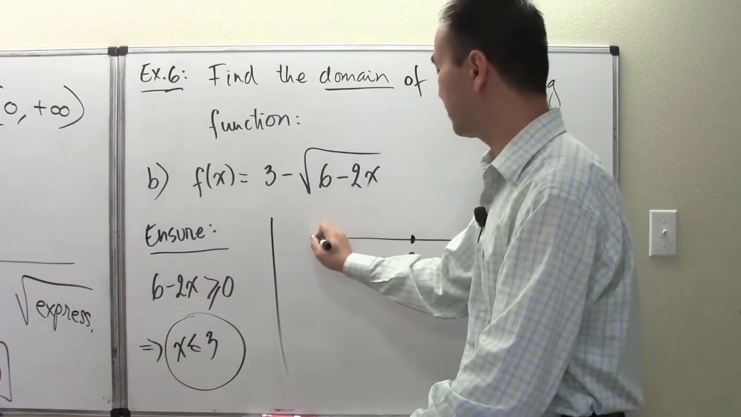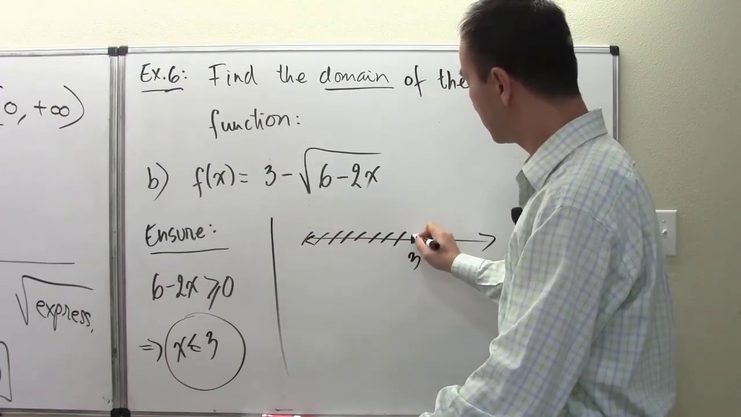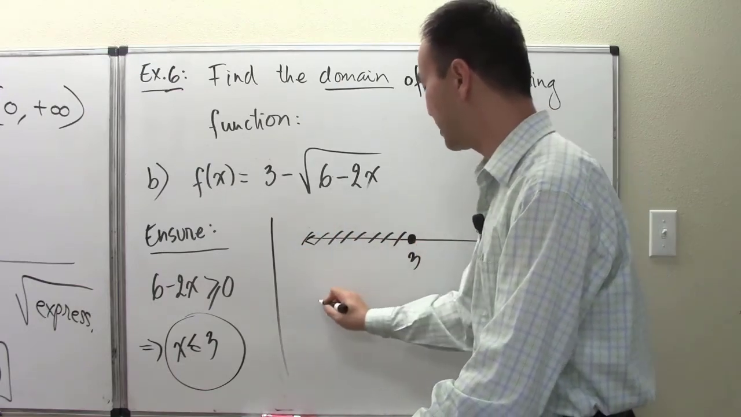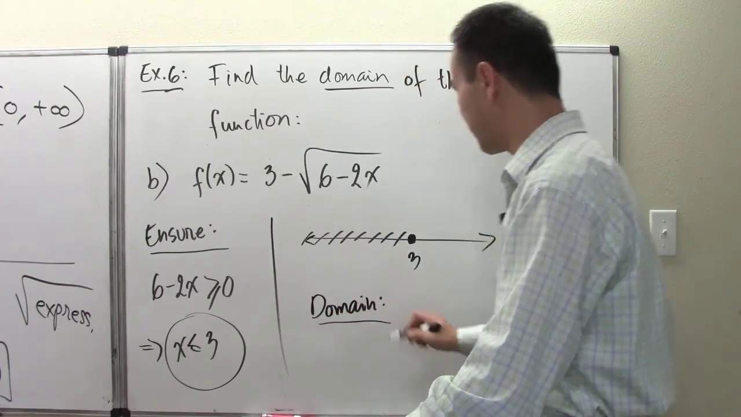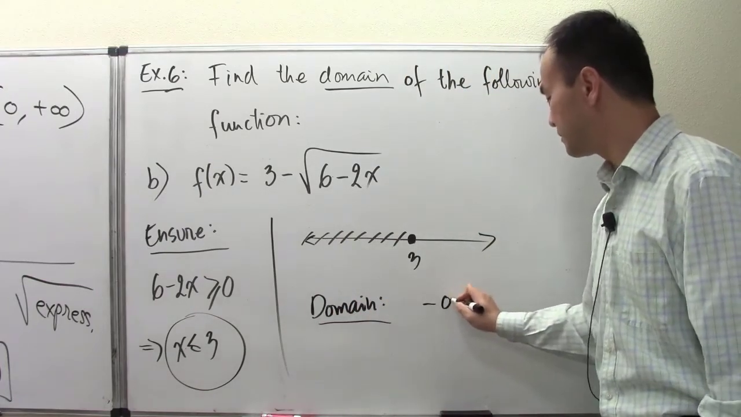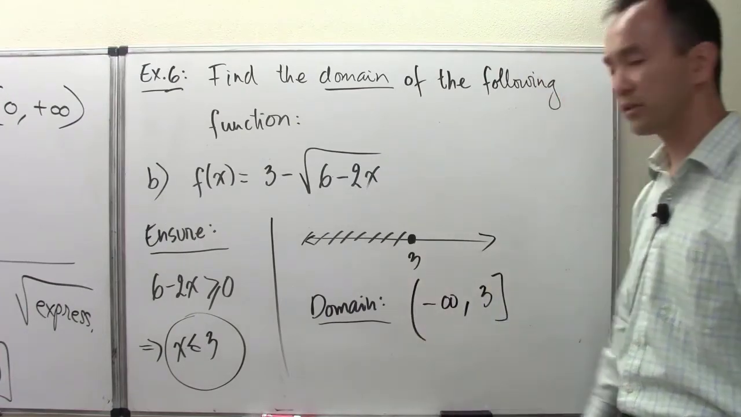3 is here on the line of numbers. Okay, we're taking any values less than that, and we're including 3. So now the answer comes clear for the domain here. As far as the domain of this function, we need anywhere from negative infinity to 3, and we're including 3.